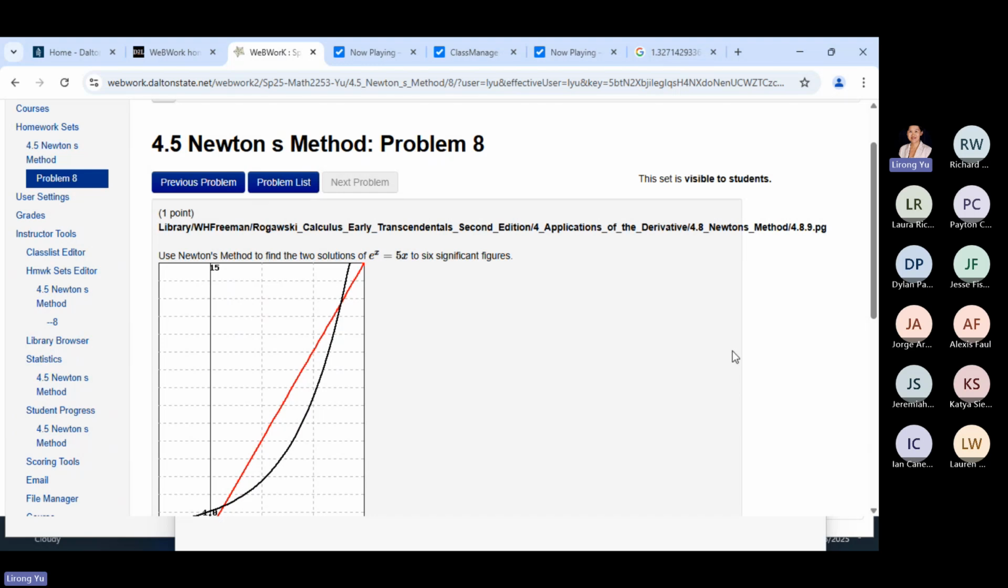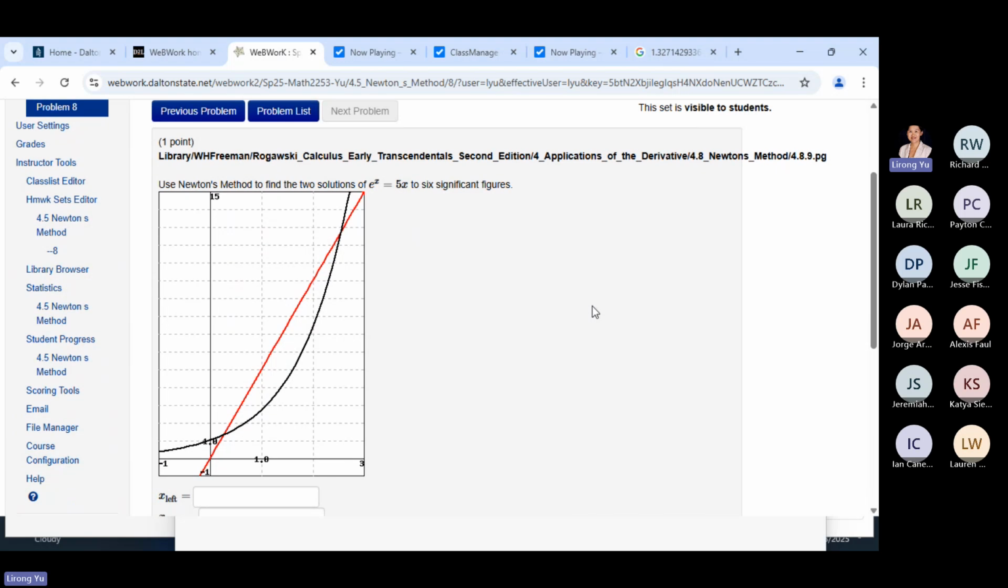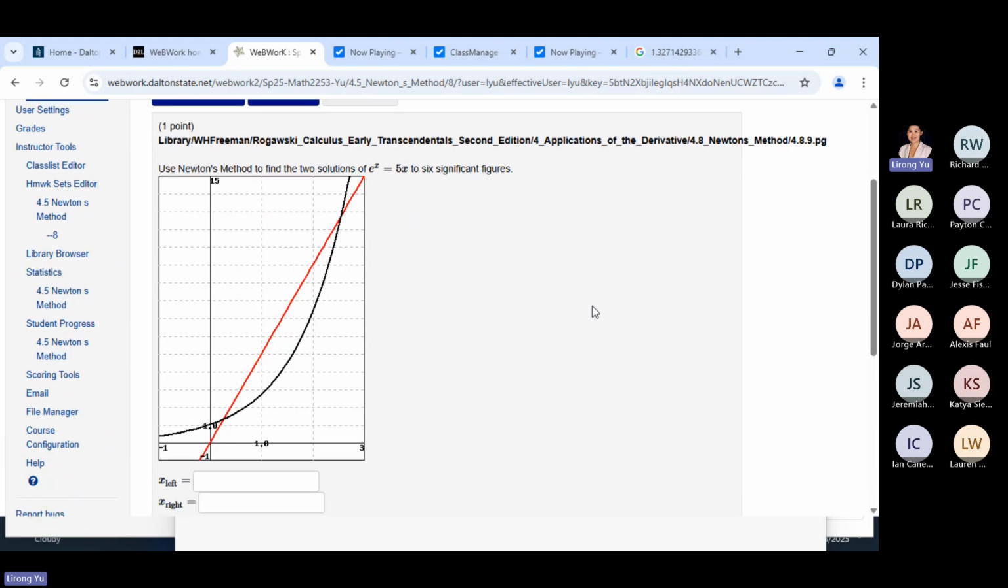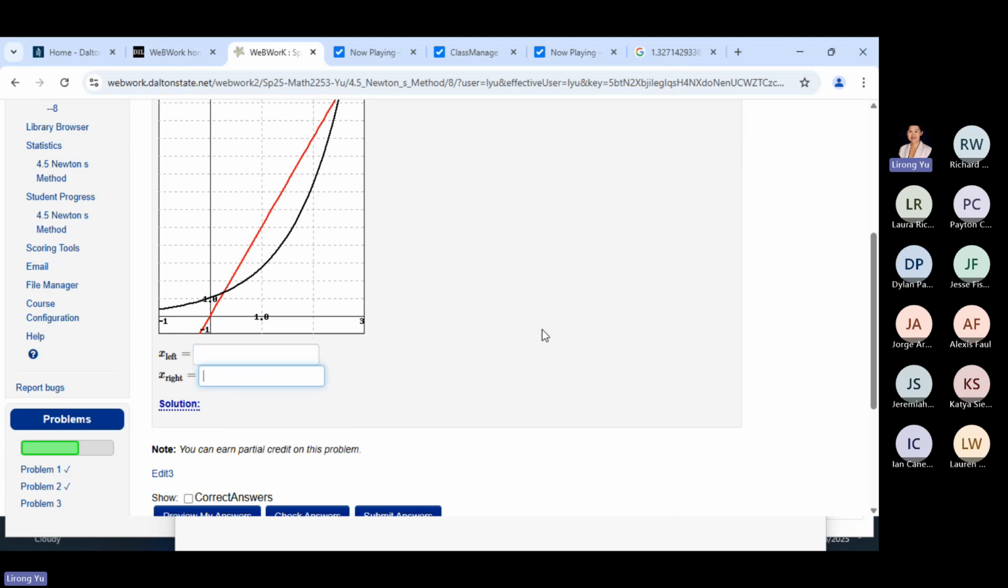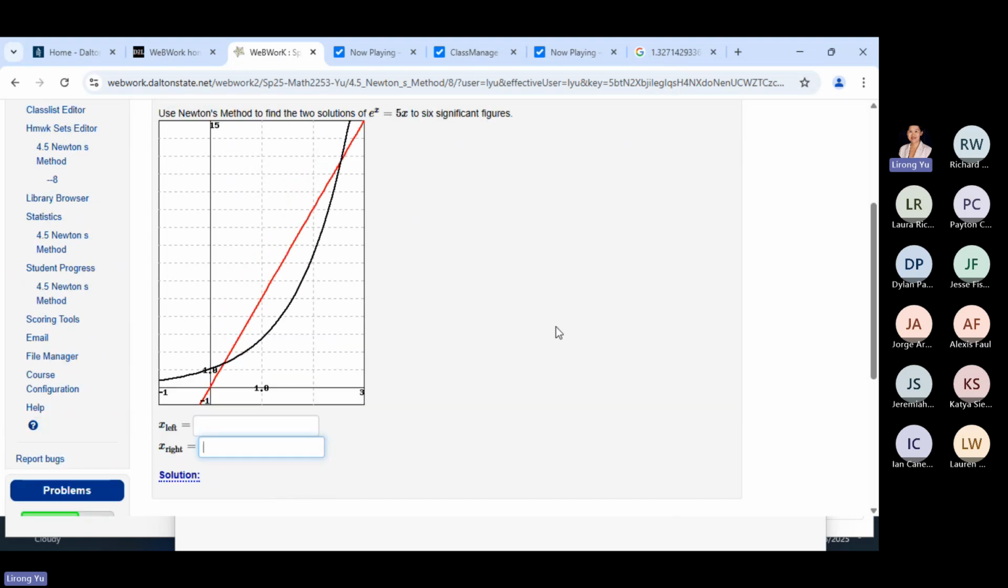Okay, so this is finding the solution for e to the x equal to 5x. As you can see in the picture, there are again 2 solutions. This time the computer wanted us to find the left solution and the right solution. Like you said, which one are you solving for? You have to estimate it close enough that your initial solution is not too far.